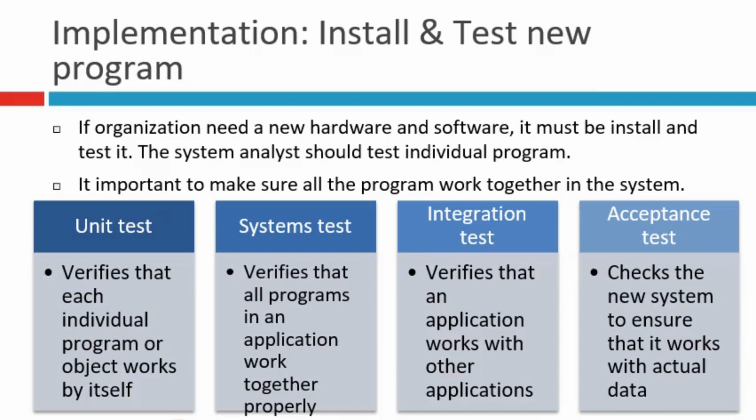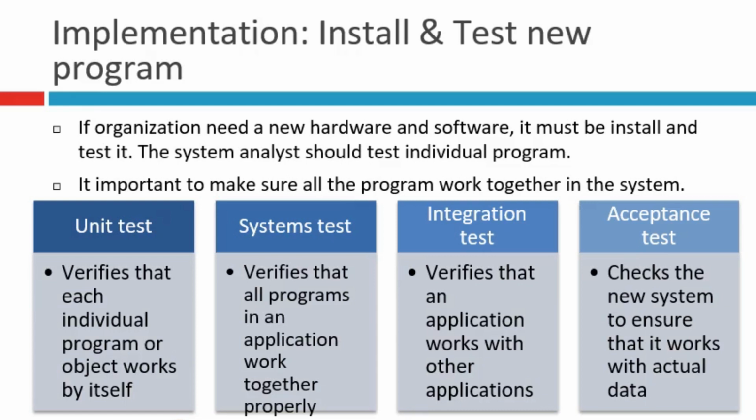Implementation activity 2, install and test new program. So if the system involves a new hardware or software, it must be installed and tested before it is completely given to the final user. The system analyst should test the individual program. It is important to make sure all the programs work together in the system.